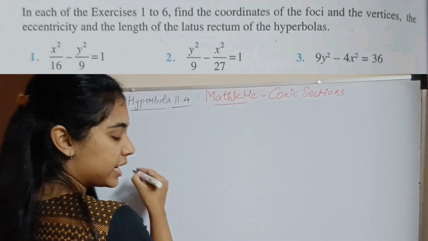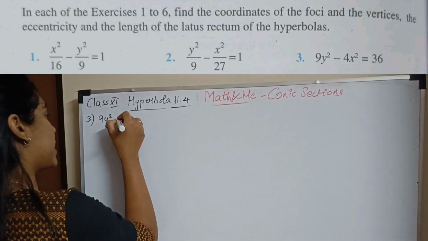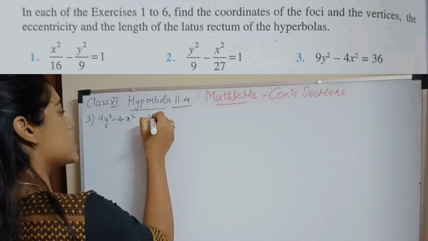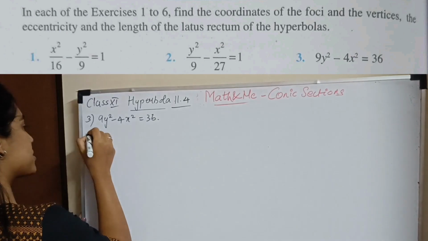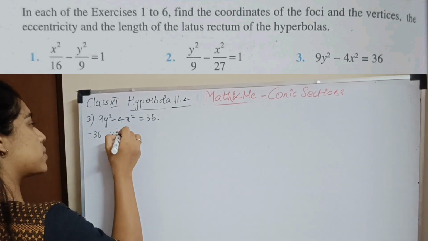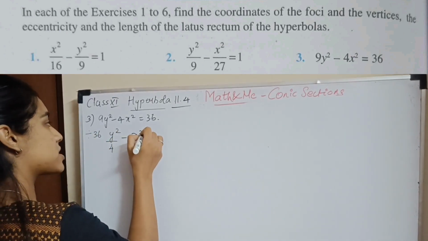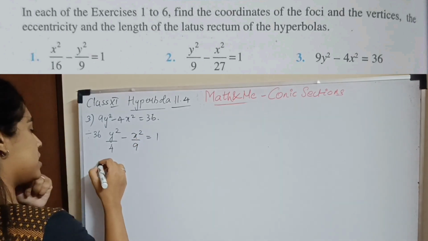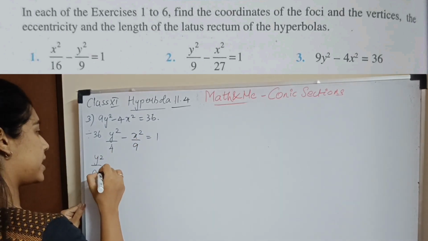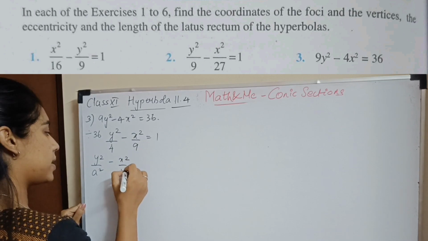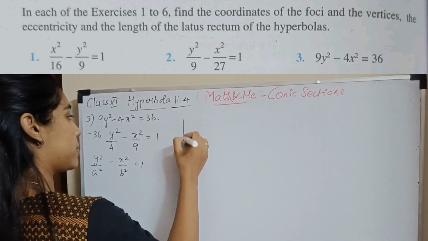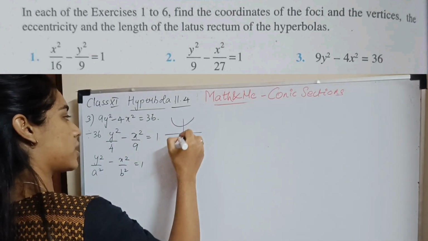Question number 3. 9y square minus 4x square equals 36. Dividing the whole equation by 36, I'll be left with y square by 4 minus x square by 9 equals 1. So this is of the form y square by a square minus x square by b square equals 1. So the hyperbola will be along the y-axis. So it will look like this.